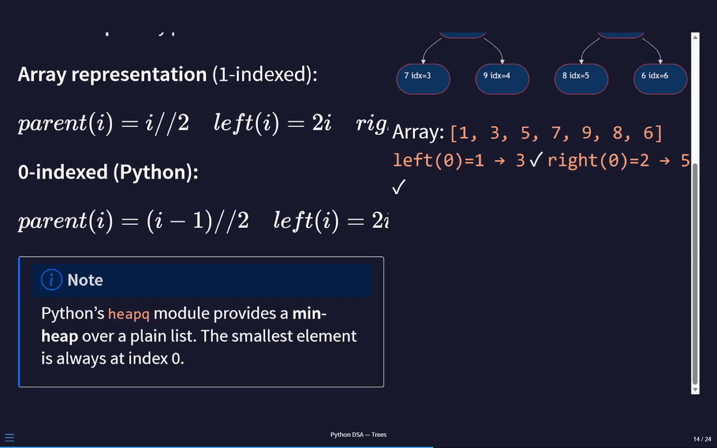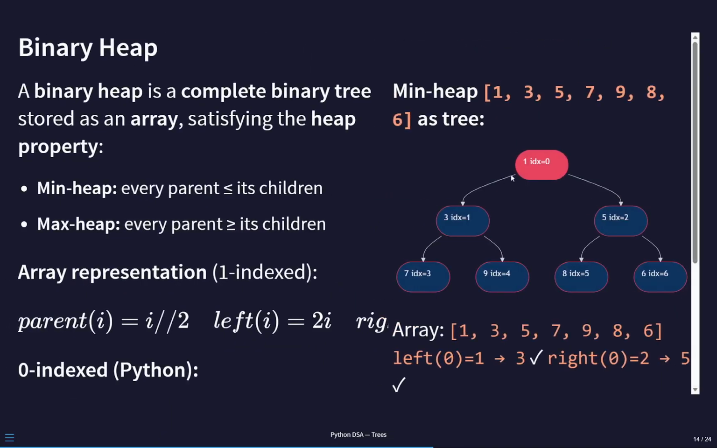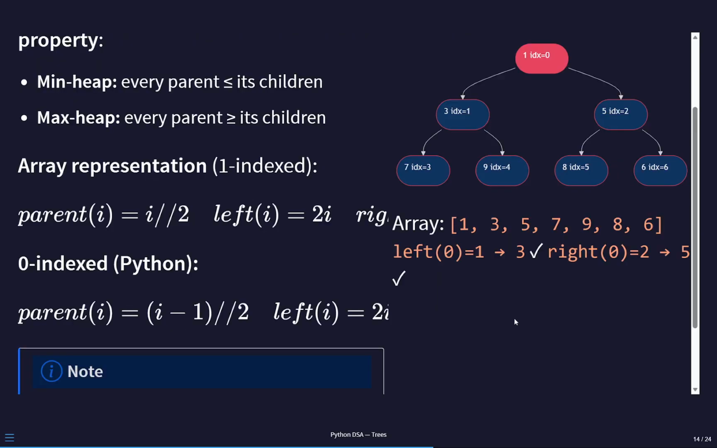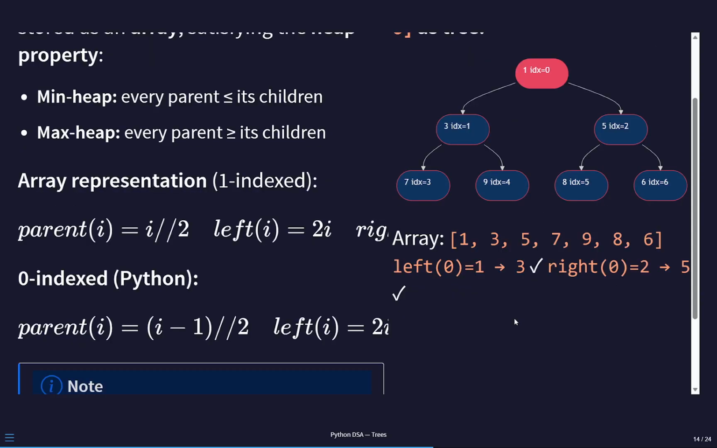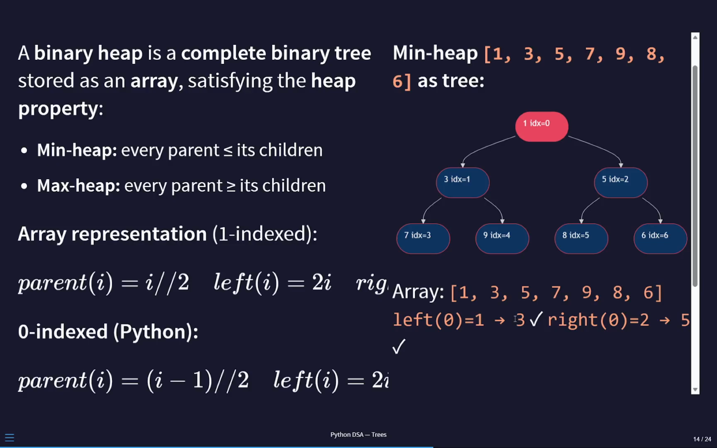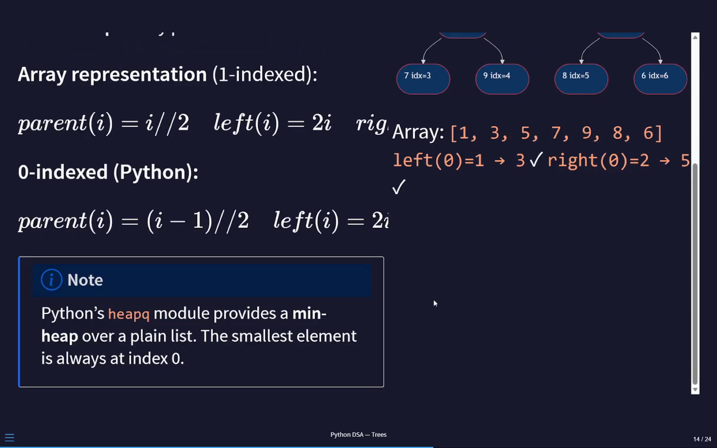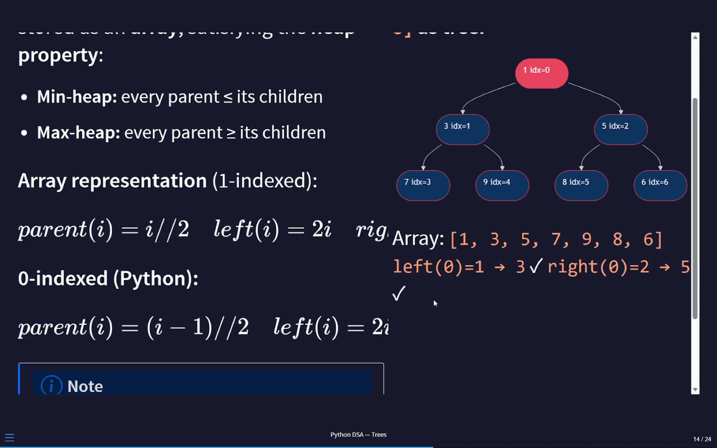Click. The diagram visualizes 1, 3, 5, 7, 9, 8, 6 as both its array form and its tree form simultaneously. Root is index 0 with value 1. Its left child is index 1 with value 3. Its right child is index 2 with value 5. Check the relationships manually. Left(0) equals 1 gives us the value at index 1, which is 3.